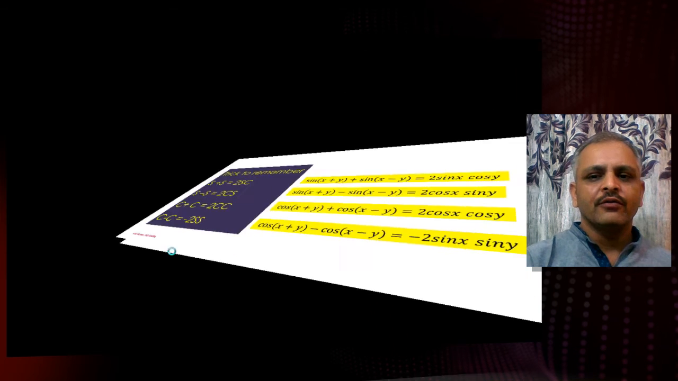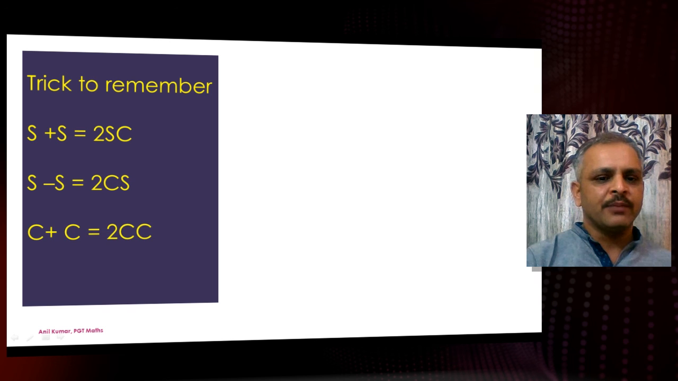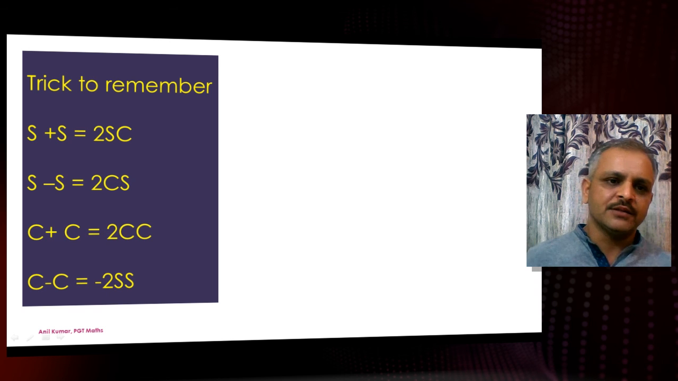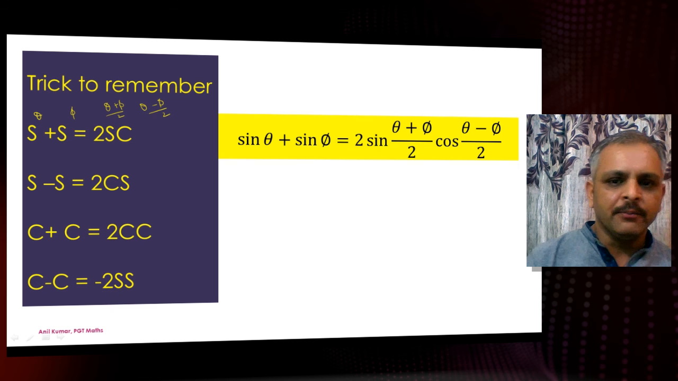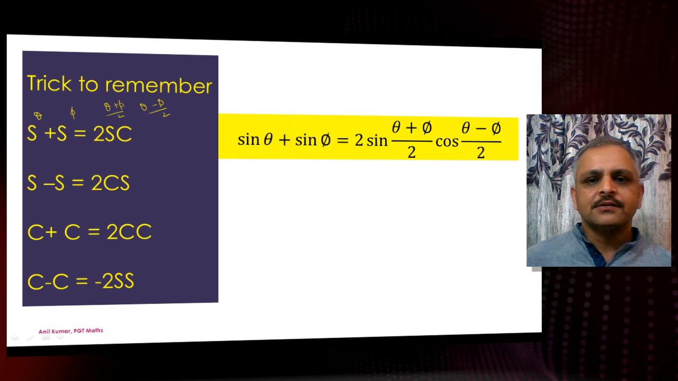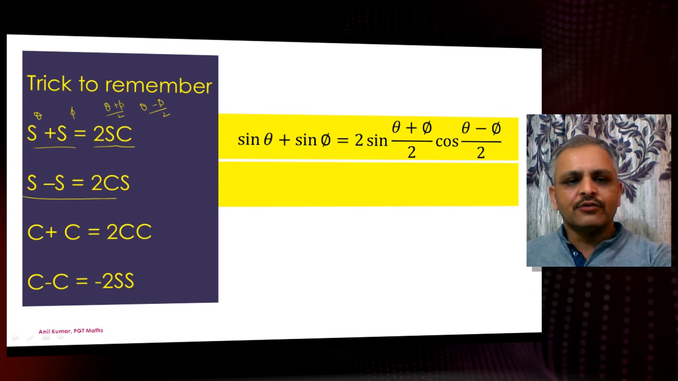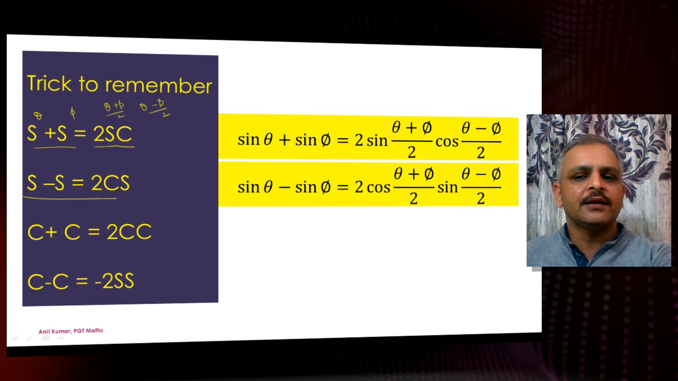Okay, next four with the same trick. So I'm writing the same trick and let's see how it will help us. So what you have to do this time, we will write 2 and this side we will write down theta and phi. And this side with first term write theta plus phi by 2 and second term will be theta minus phi by 2. So it will become sine theta plus sine phi will be equal to 2 sine theta plus phi by 2 cos theta minus phi by 2, and this will become sine theta minus sine phi is equal to 2 cos theta plus phi by 2 sine theta minus phi by 2.